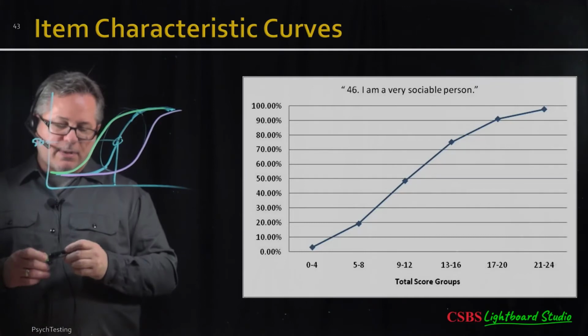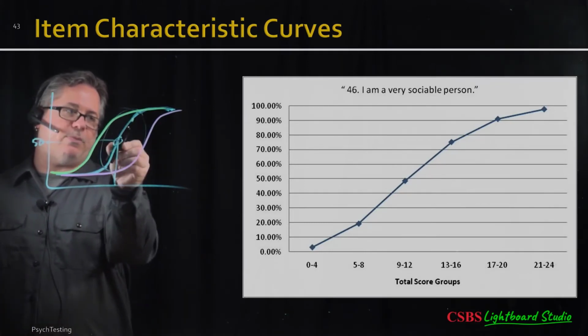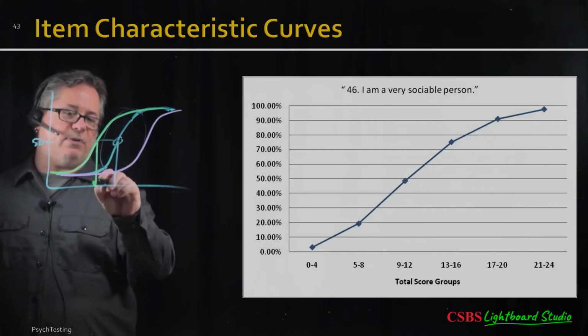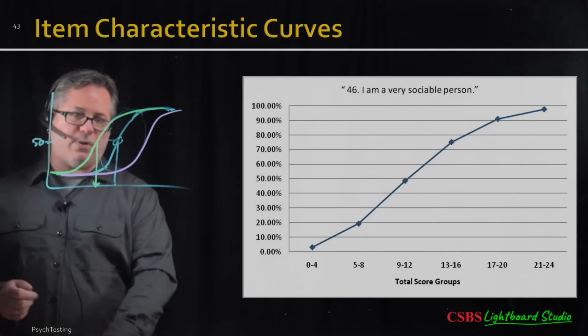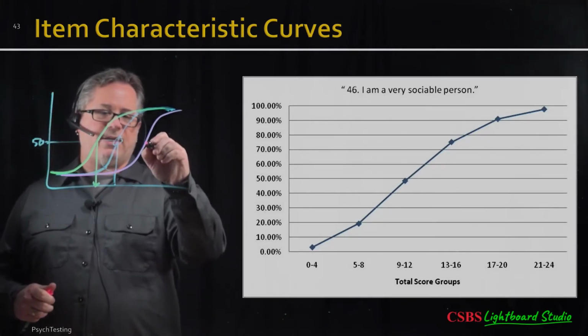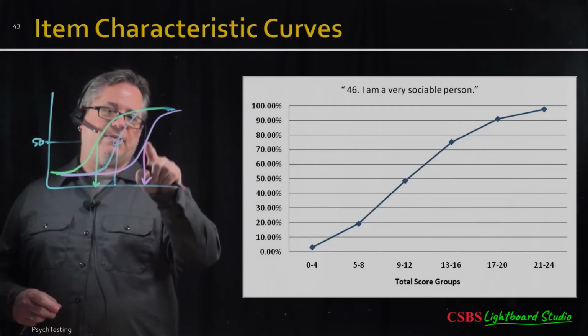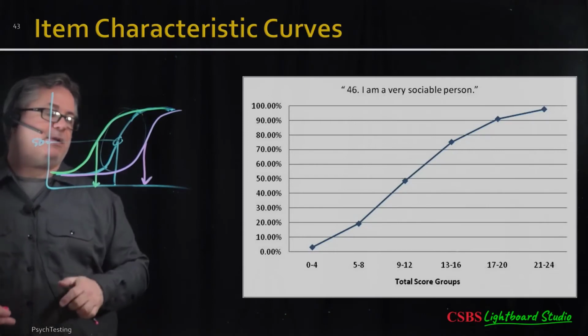What we can tell about these 3 items is that they're all about equally discriminating because the slopes are about the same. But the green one is easier. The pink one is the most difficult because I have to have more of the trait to get to the same probability of answering the question in the affirmative or getting the answer correct.